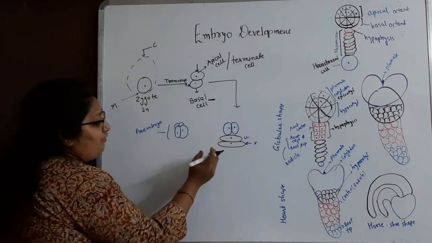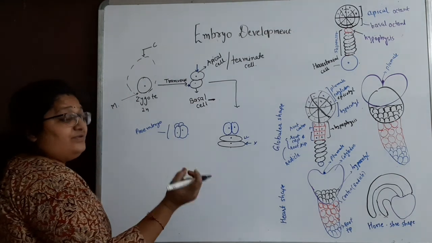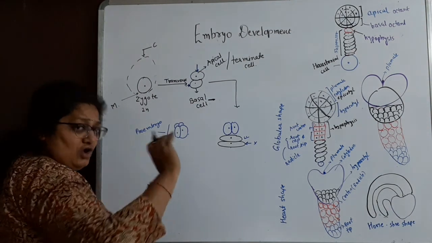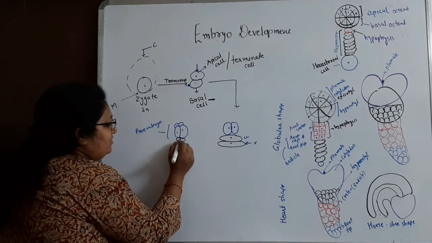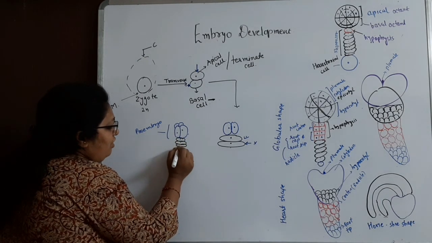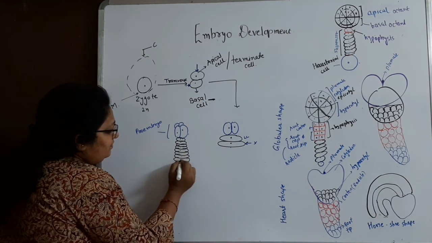Okay. Now for the basal cells, the basal cell towards the micropyle will not divide, and the remaining will divide so many times and form a chain-like structure.